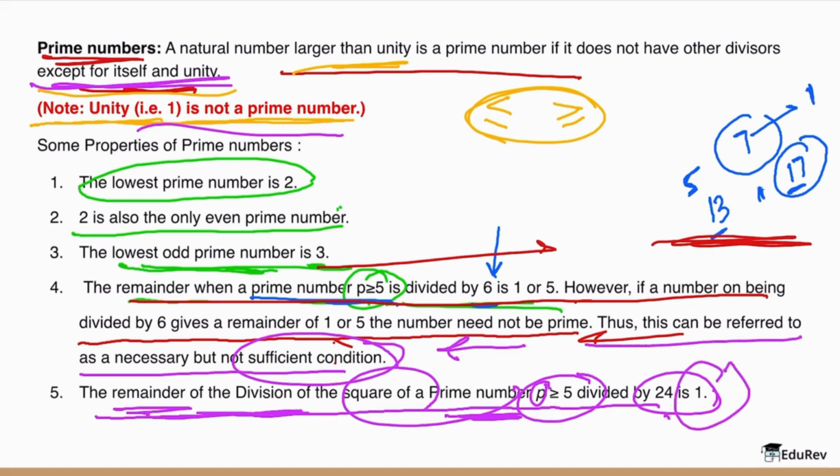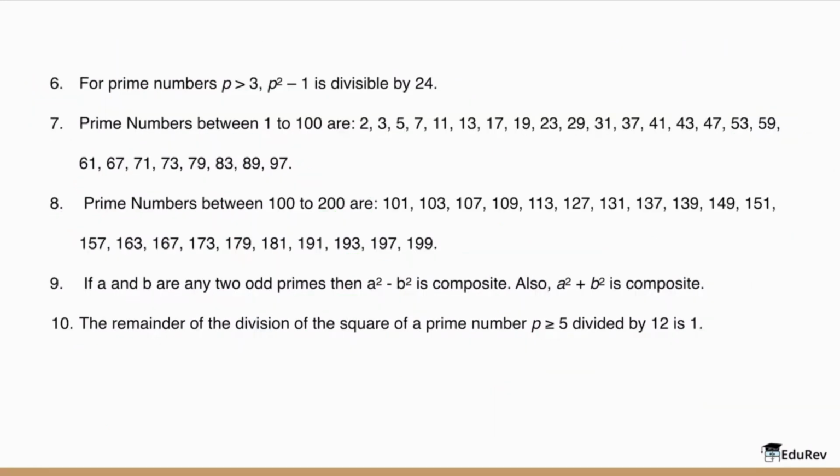Okay, so I feel these properties are simple. You can elaborate these properties as well, or you can take real life examples to understand what these properties say. So let's move forward without further ado. Then it says that for prime numbers greater than 3, the square of that prime number minus 1 is divisible by 24.